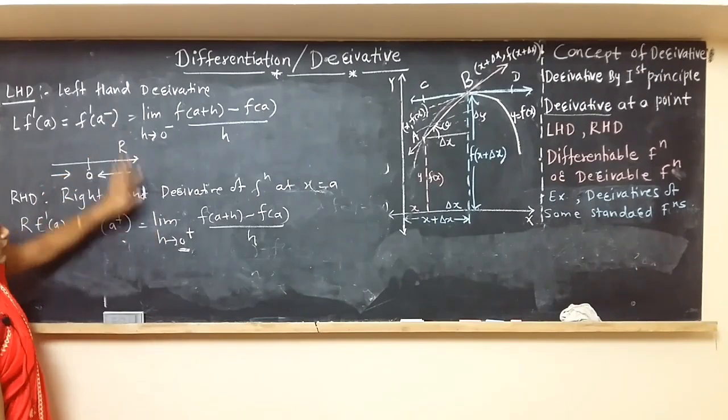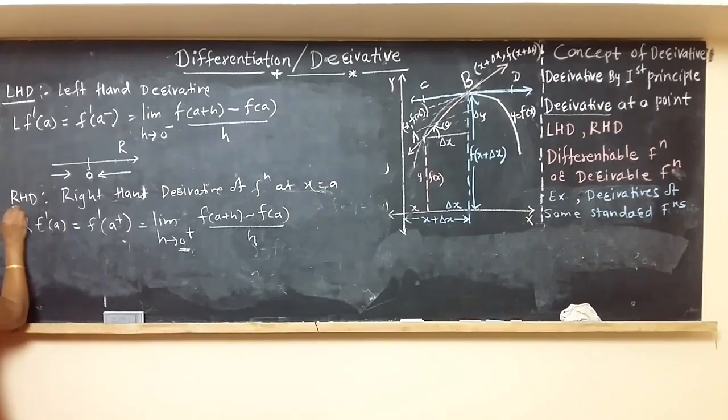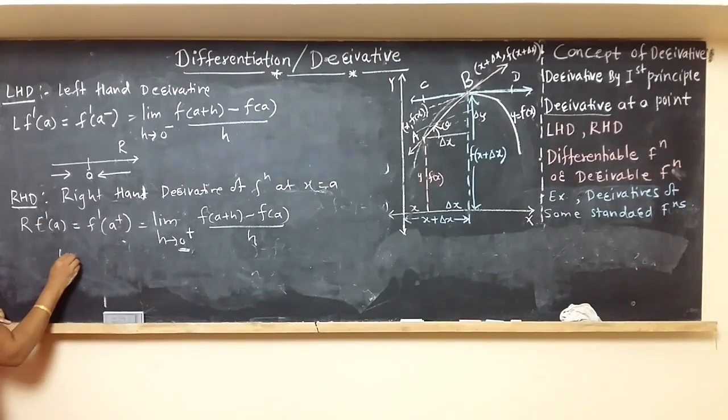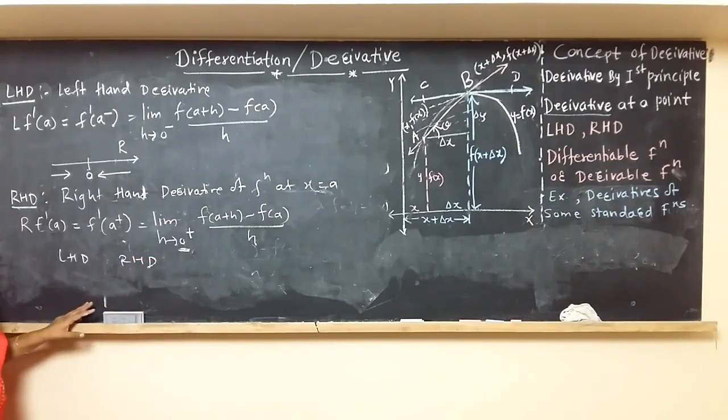Okay. So if both these definitions or both these derivatives exist, both left hand derivative and right hand derivative exist. So what is the meaning of exist?